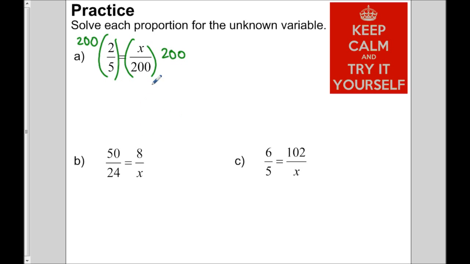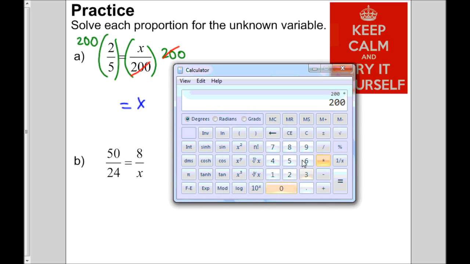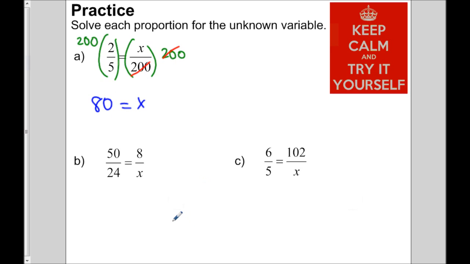So you multiply both sides by the denominator under x. So the 200s will divide out. So x is equal to 200 times 2 divided by 5, which is 80. Okay? So that's one way.